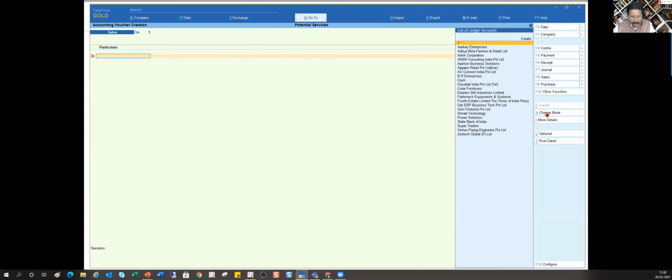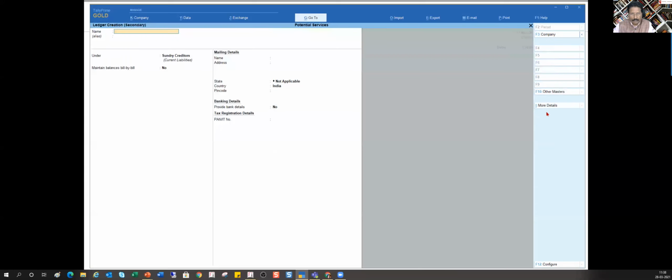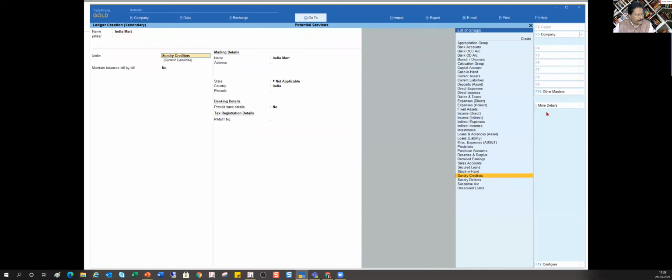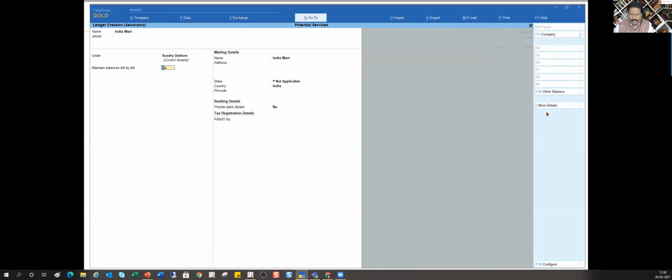So I have sold goods to India Mart, right? So I type IND, and it is not there. I'm going to press Alt C, India Mart, enter, and this is going to be my sundry debtors, right? So it is just down there. Just use the easiest way, either type or use the arrow key to quickly select your required group.